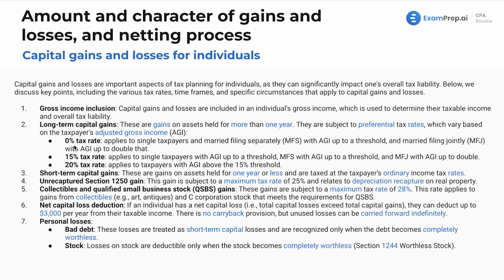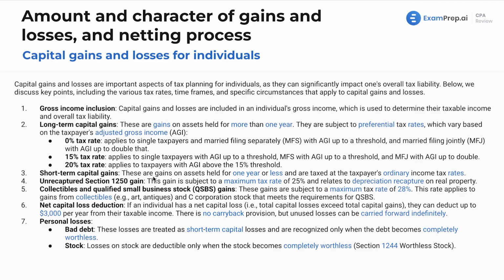So if you make under a certain amount of money, it's 0%. If you make between two amounts, it's 15%. And if you make over the maximum threshold, it's just a flat 20% tax rate on those long-term capital gains. Again, those do change year to year, so make sure you're familiar with those dollar amounts.